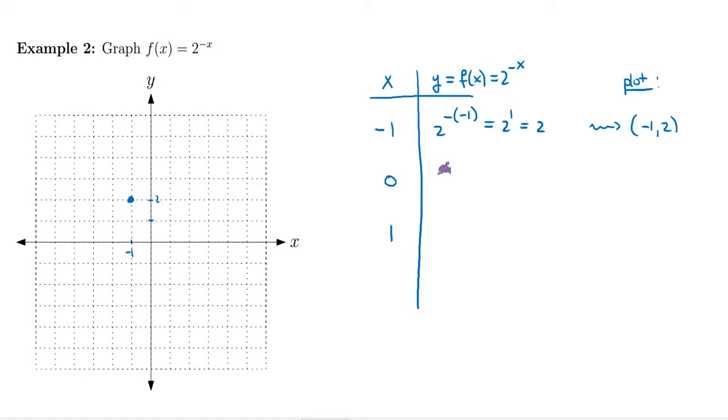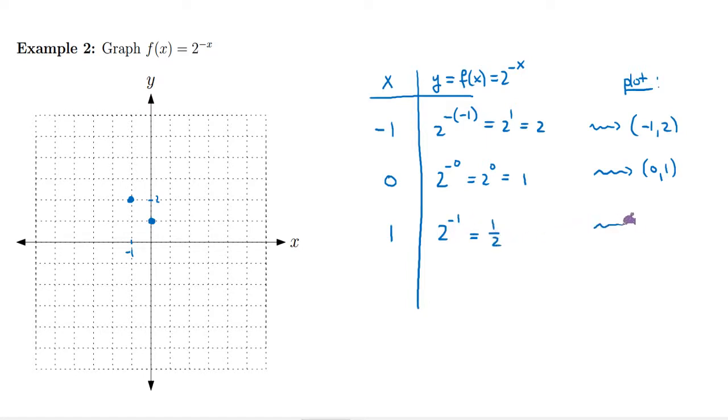If I plug in 0, then I have 2 to the negative 0, so that's 2 to the 0, and 2 to the 0 is 1 by convention. So that'll give us the point 0, 1. Now, if you actually think about this, no matter what the base is, if I were to plug in 0, it would be 1. So that's going to be a very common point that you plot for a lot of exponential functions. And then what happens if we plug in 1? So 2 to the negative 1 is, we have to take the reciprocal, so this is 1/2.